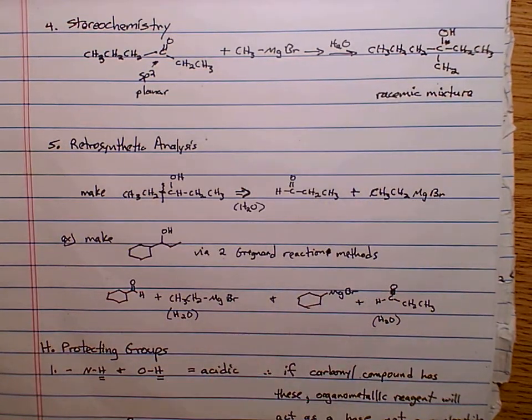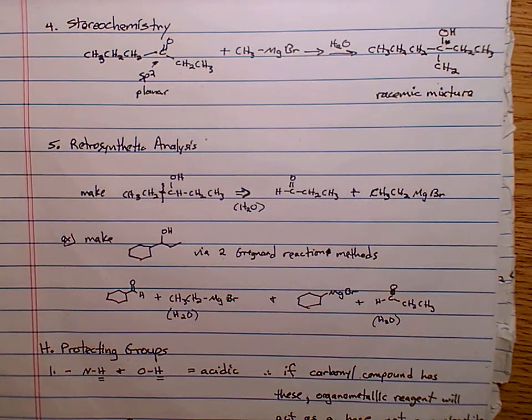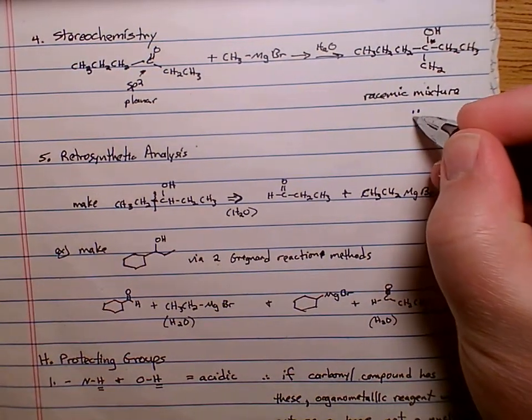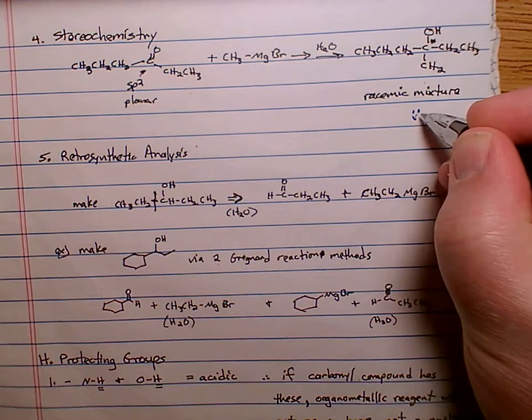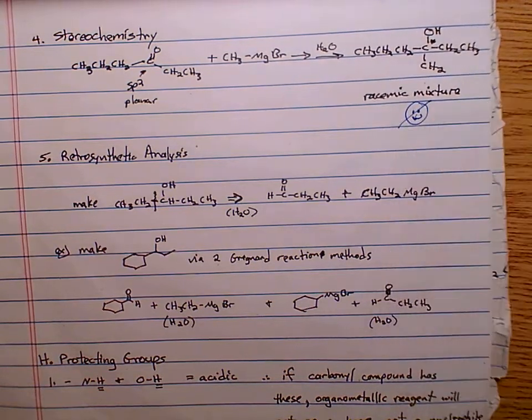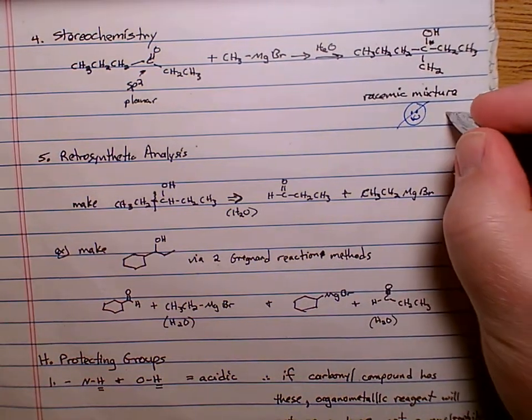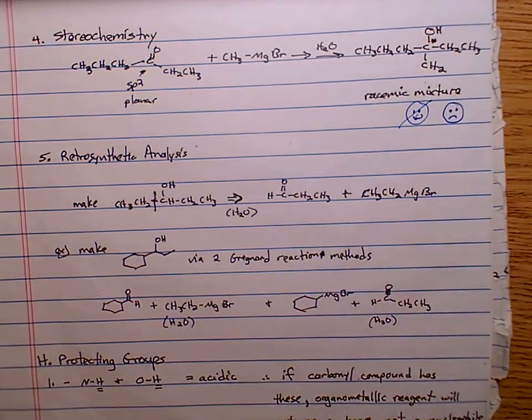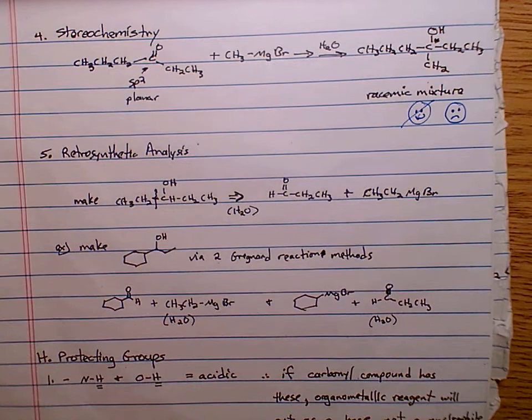So we get a racemic mixture here, which, as we all know, in the world of chemistry happens all the time, and we are not happy about it. Racemic mixtures make us frown because we probably only wanted one of the enantiomers.